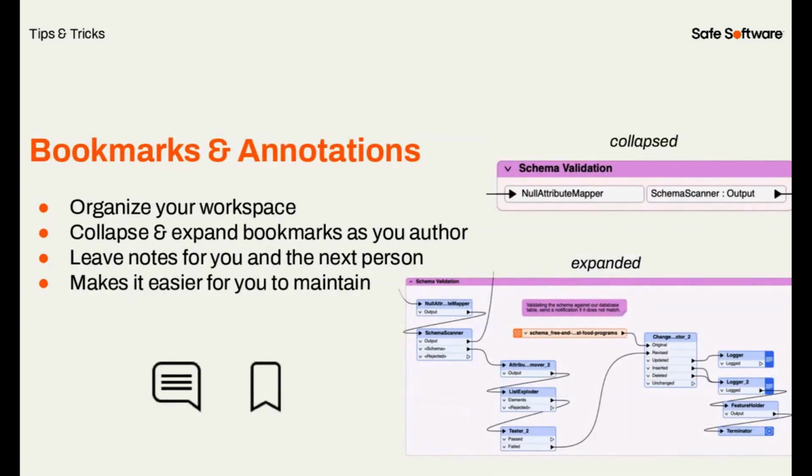Yeah, for me, I want to highlight the bookmarks and annotations. These are super handy when organizing your workspace. You can group related transformers together, color code them, and collapse or expand bookmarks as you're building your workflow to keep things tidy. They're also great for leaving notes, either for yourself when you come back to the workspace or later for somebody else who might be maintaining it. A well-organized workspace with clear bookmarks and annotations is not only easier to read, but also much easier to debug and update in the future.